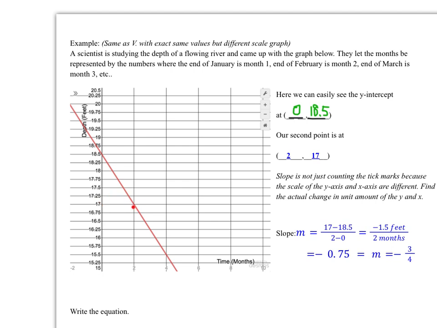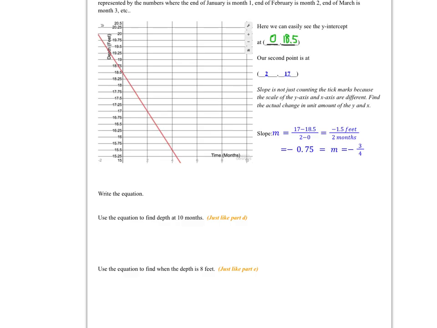Then going over 1 tick mark isn't 1, it's actually 2 months. So be aware of the different scales. When that happens, you can't just count your slope as -6 over 1. It's actually a -1.5 over 2, and we know that's a -3 over 4 as my slope. So from the graph, we're able to find the y-intercept and our slope.